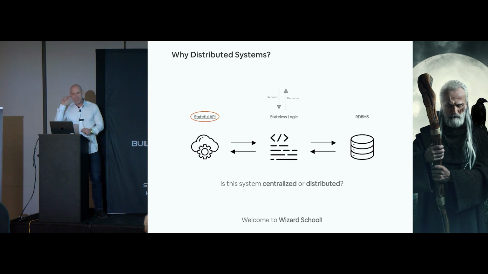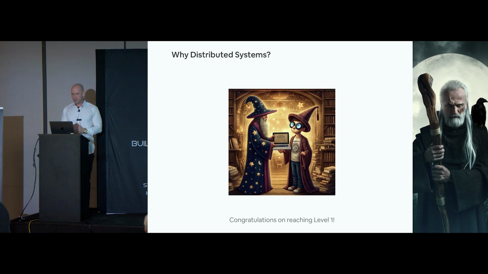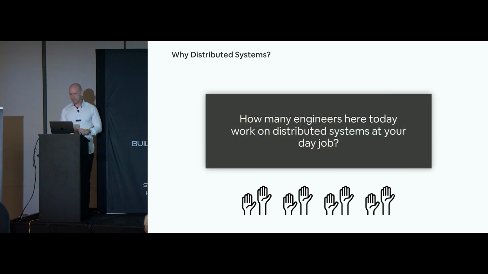Okay, now let's make one tiny little change to that diagram. Make that API stateful. Is this system centralized or distributed? It's distributed. We've suddenly moved from a centralized system, where problems are easy to solve because we can atomically update states in a consistent way, to a distributed system in which that's not so easy anymore. Congratulations. You have attained level 1 of becoming a distributed systems wizard. There are 3 levels. Let's see if we can get to all 3 of them today.